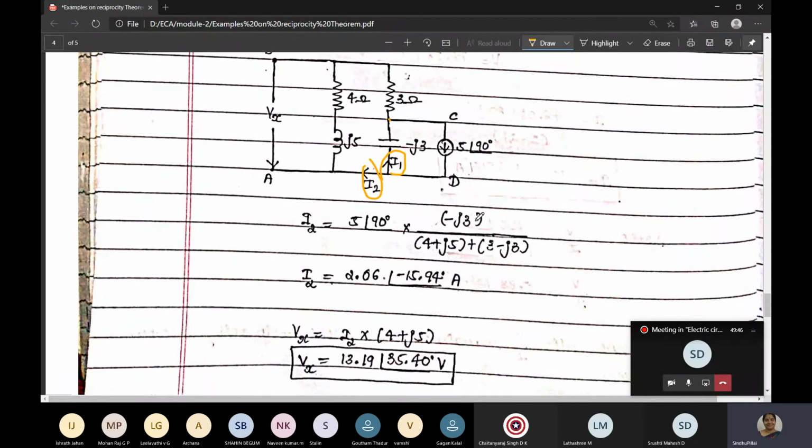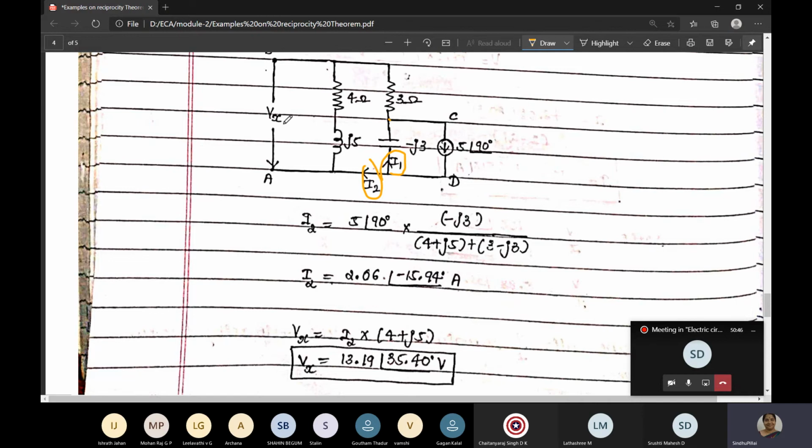So 5 at an angle 90 into minus J3 divided by the sum of resistances, that is 4 plus J5 and 3 minus J3. So this concept should be clear. When we take the opposite branch, you should take only minus J3. This 3 ohm is included with this branch only; both will come together. Since we want the voltage in 4 plus J5, we have to know the current here. So the main current, 5 at an angle 90 into the resistance of the opposite branch, minus J3, divided by the sum of resistances, 4 plus J5 plus 3 minus J3. So we'll get I2 here.